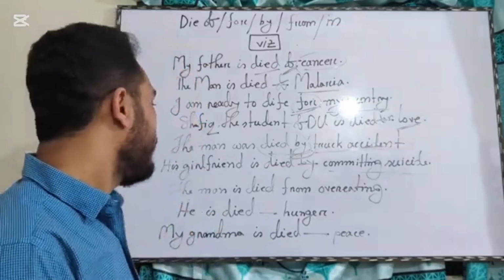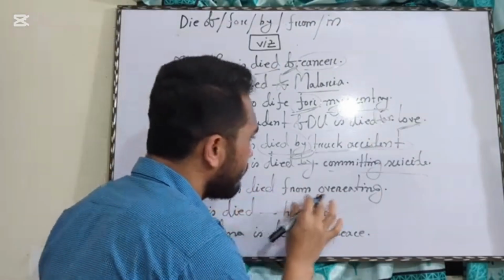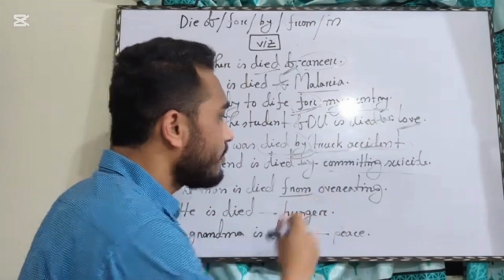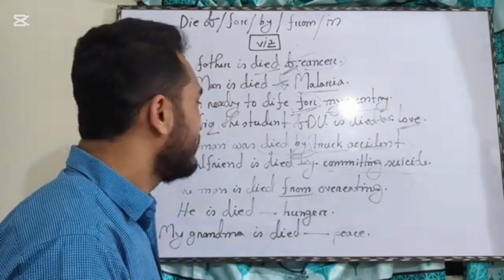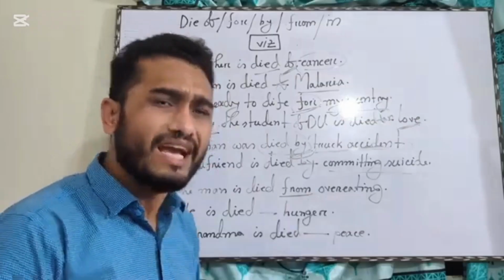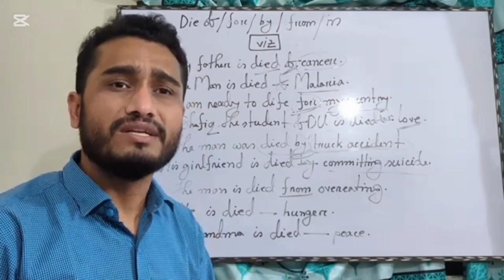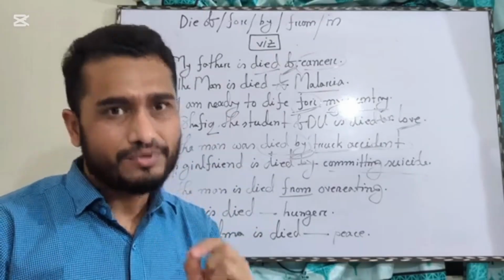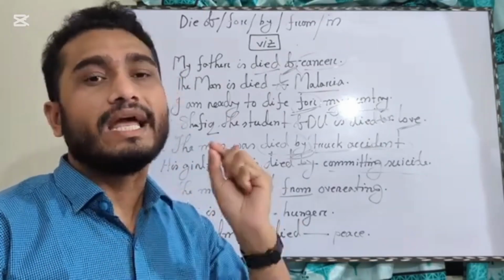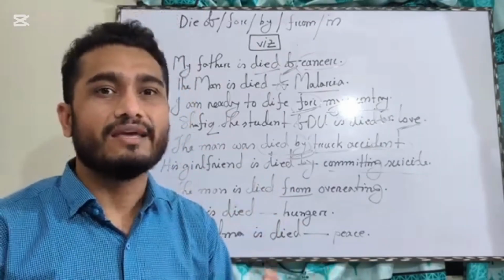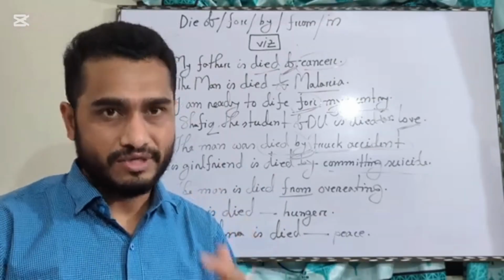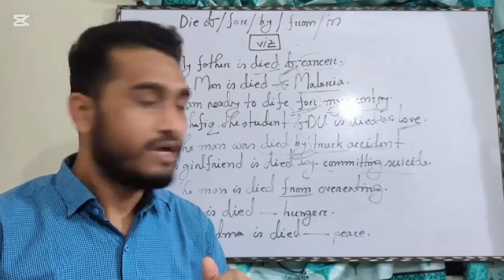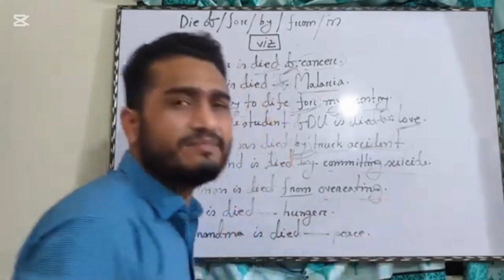So our next example: the man is died from overeating. So with the same die, I have used from. Why is the man died? The man is died from overeating. So what is overeating? Overeating is an unexpected thing. You have to remember, when anyone will die because of an unexpected reason, then of course we will use from. So overeating is an unexpected reason.